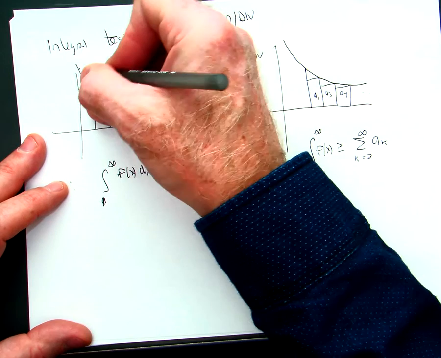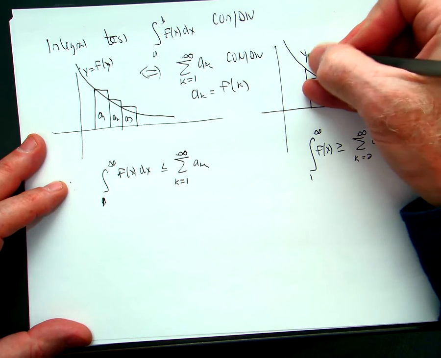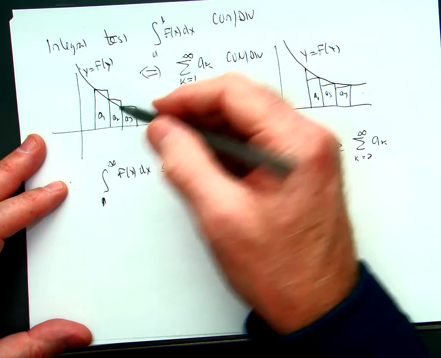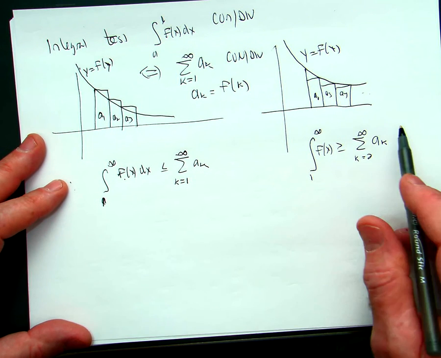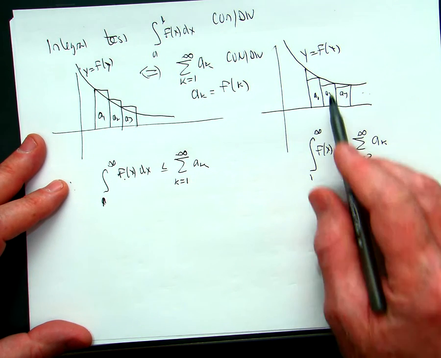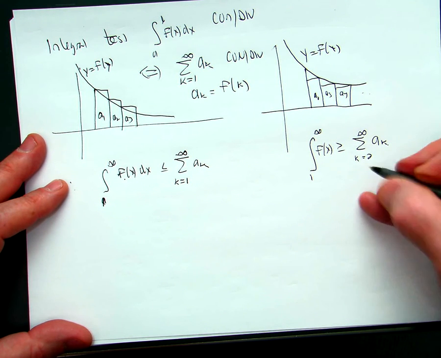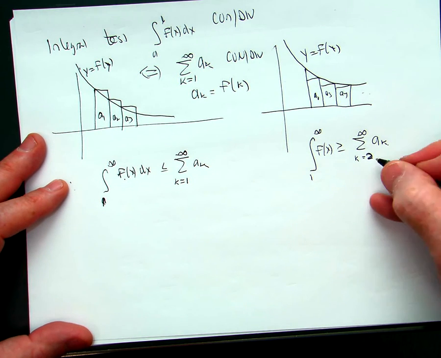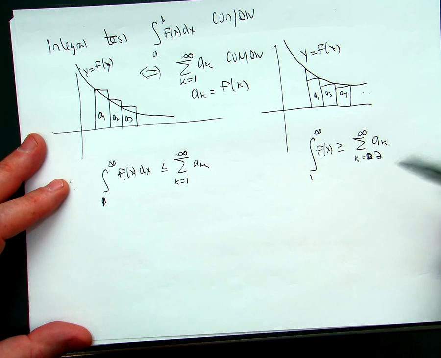So there's two pictures. Here's my function. If you draw the series one way, you see that the integral of f of x is less than the series starting at 1. And if you draw it this way, you see that the integral of f of x is greater than the series starting at 2. But if the series starting at 2 diverges, so does the series starting at 1. Adding the first term isn't going to change anything. And if this series converges, then this series will as well.